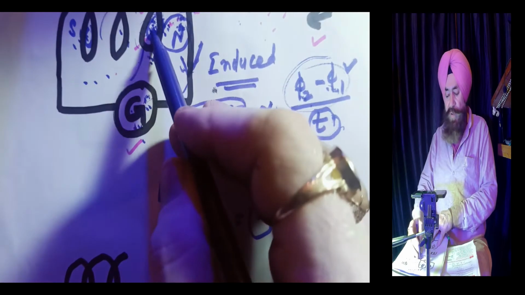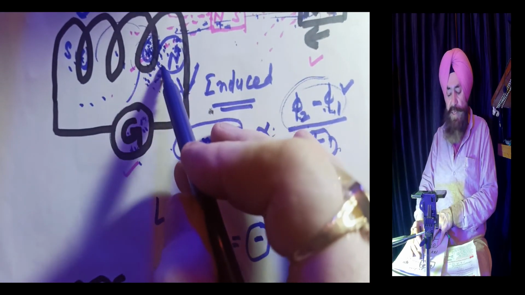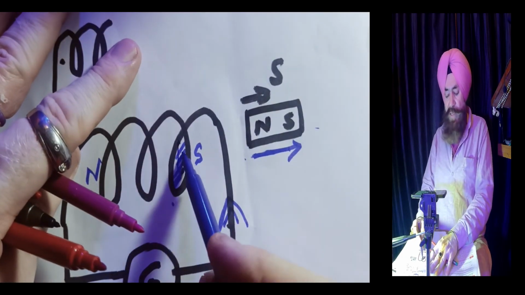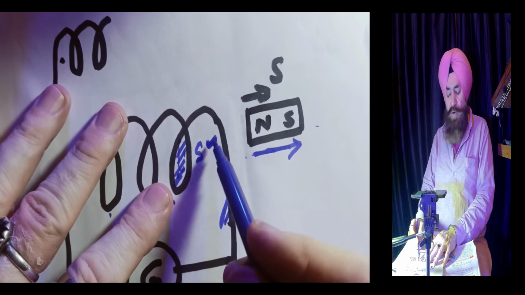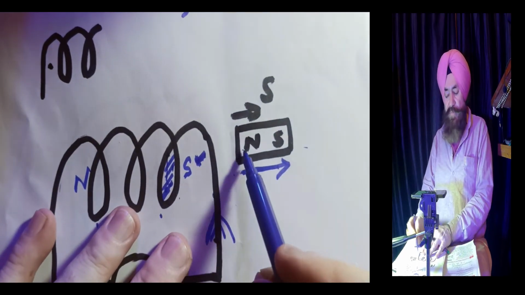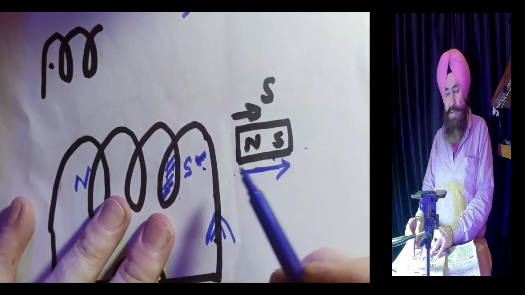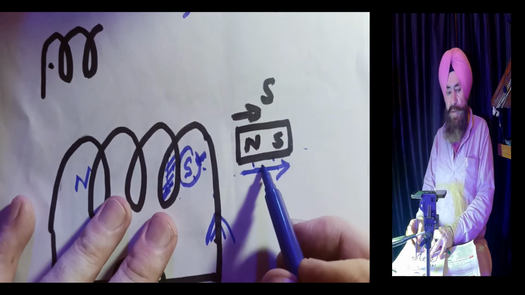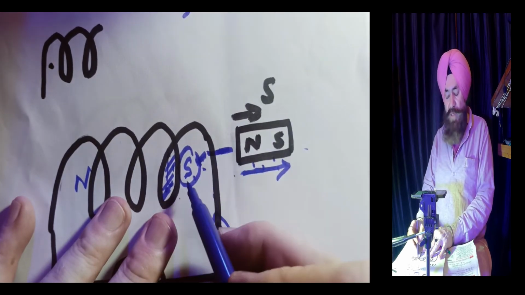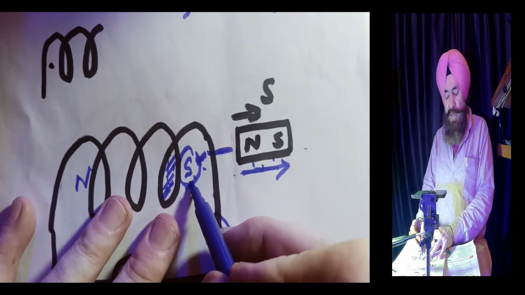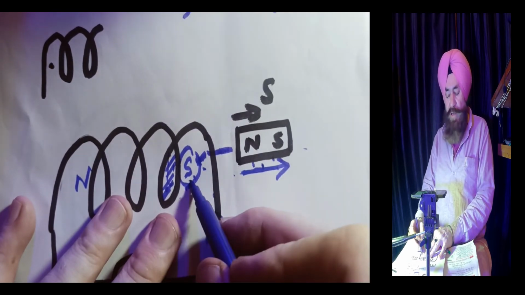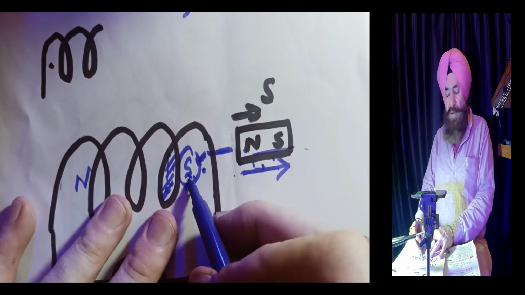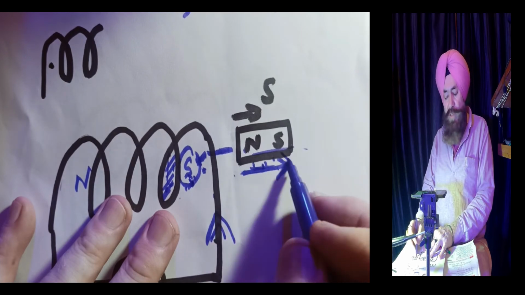So in the previous case, this face behaves as north. Now this face acts as a south pole because the current is reversed as the magnet moves away. Why so? Becoming south, it again opposes the motion of the magnet with attraction. It wants to stop the motion, becoming south by giving attraction, so the magnet does not go away. It acts as south to oppose this motion.